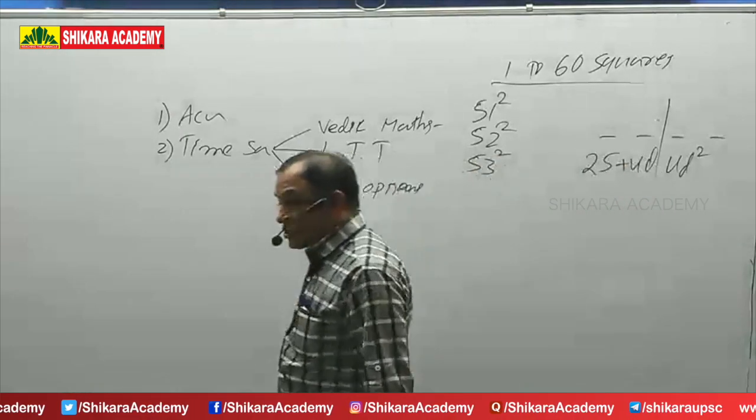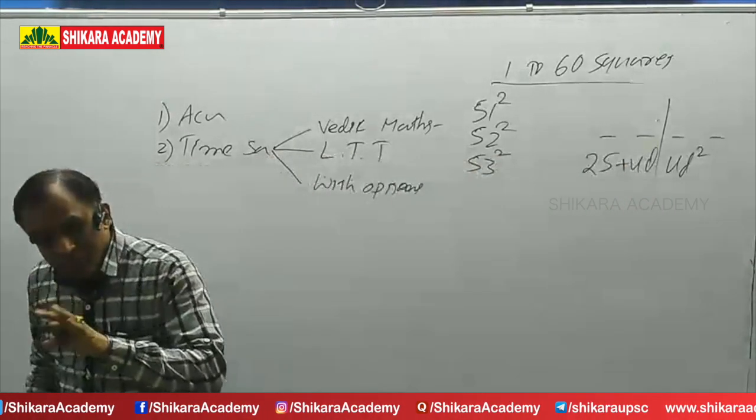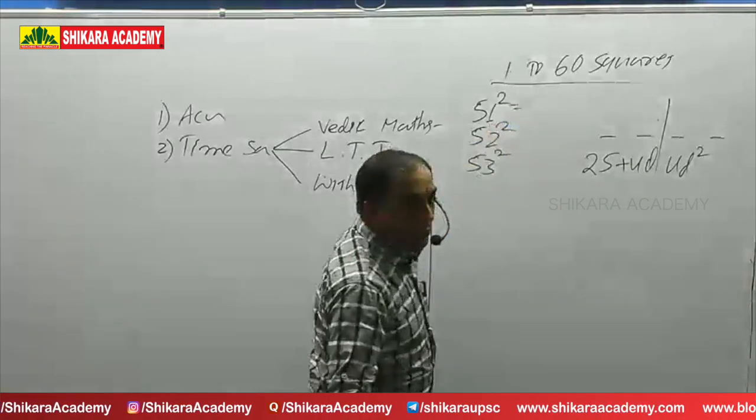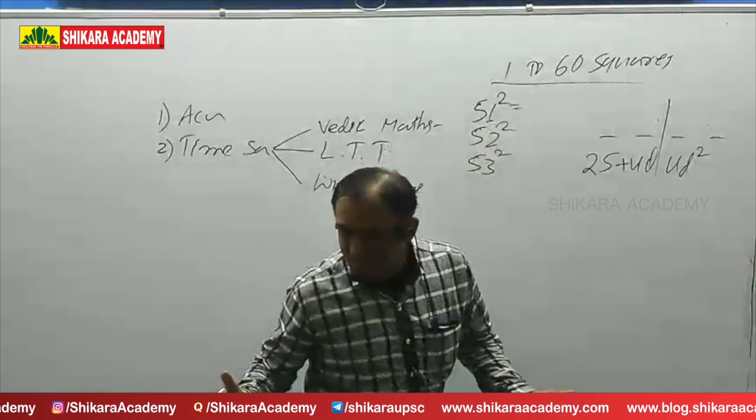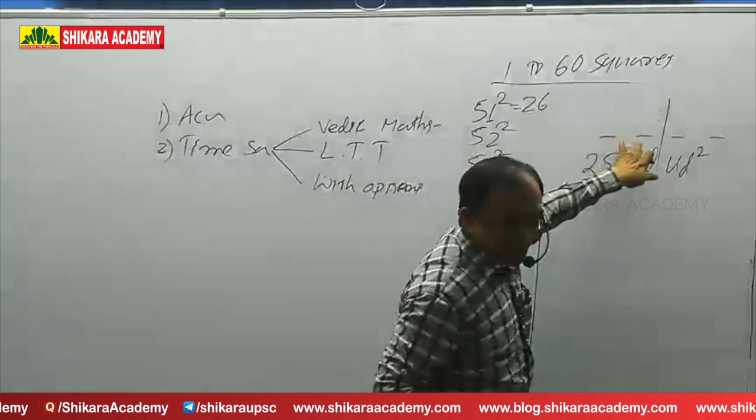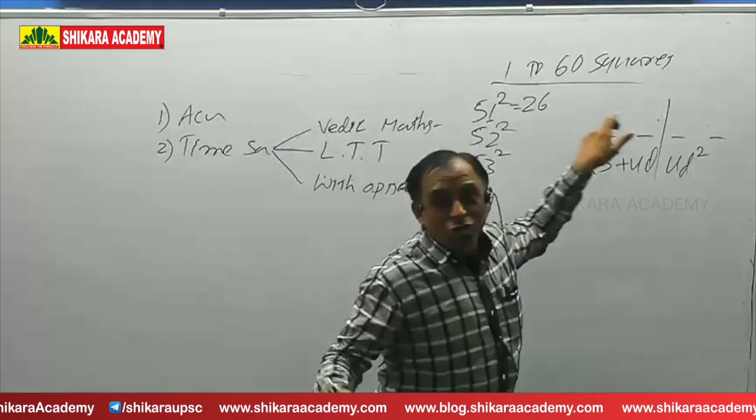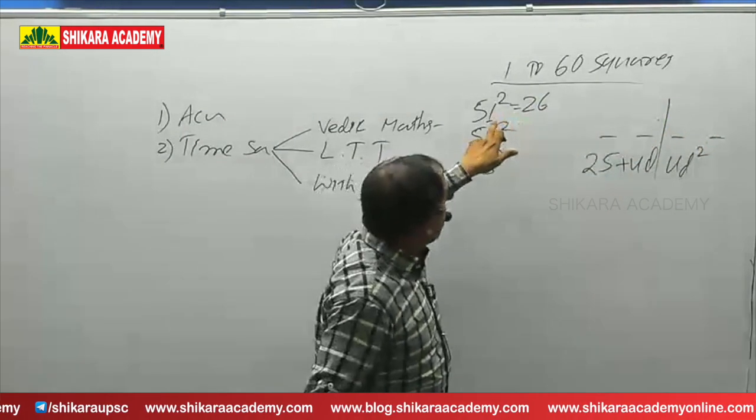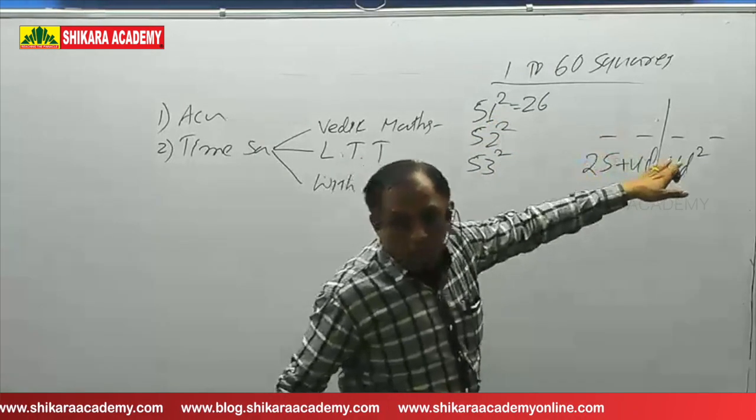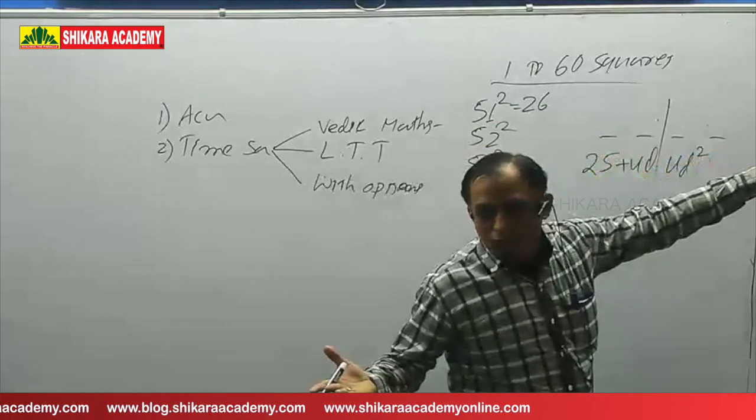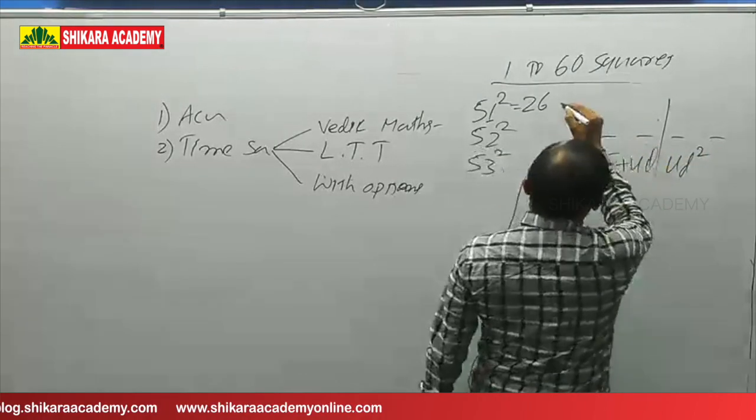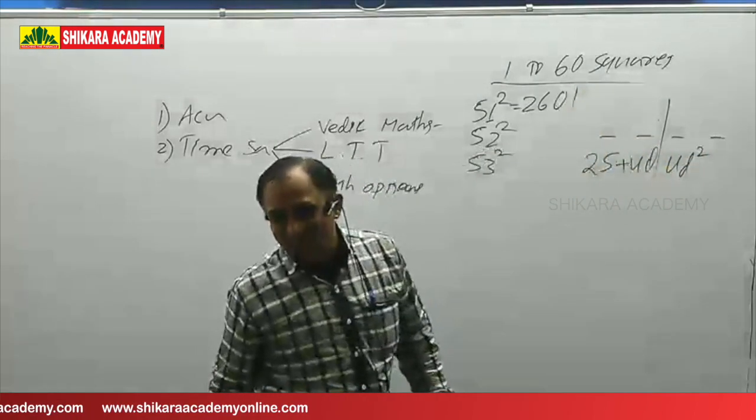So what is the first part? 25 plus the unit digit. So 51 square: 25 plus 1, 26. Very good. First part of 2 digits completed. What is the second part? Unit digit square. What is the unit digit? 1. What is 1 square? 1. But we need a 2-digit number, so 01. Very good.